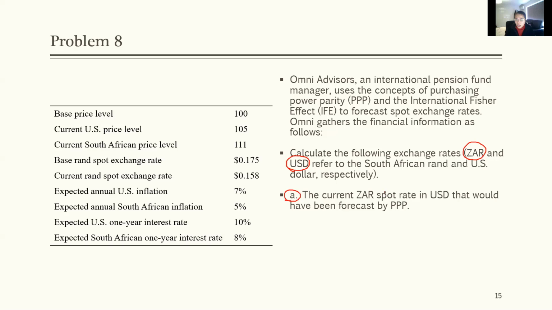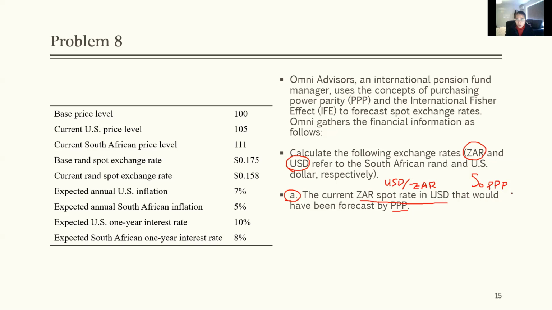So in question A, we are asked to compute the current ZAR spot rate in the USD. When we say the ZAR spot rate in the USD, we are talking about the value of the ZAR in the USD. So the exchange rate that I'm looking at here is this one. Now, in question A, we are interested in the current exchange rate that would have been forecast by the PPP. That means we are looking at S0 as if the PPP holds. So what is the S0 implied by the PPP?